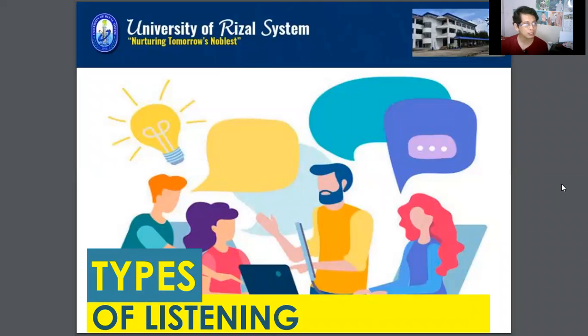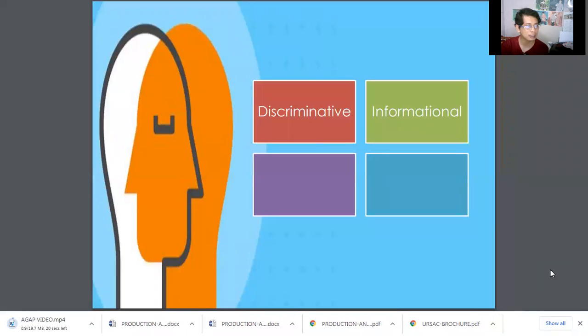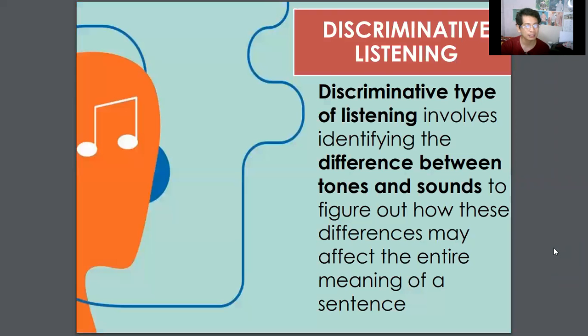So for this lecture, what we'll be tackling are the different types of listening. When we talk of the different types of listening, we mentioned the following. First type is discriminative listening. The next is informational listening. Then next is critical listening. And finally is empathic listening. So how do these four differ from one another? Let's talk first about discriminative listening.